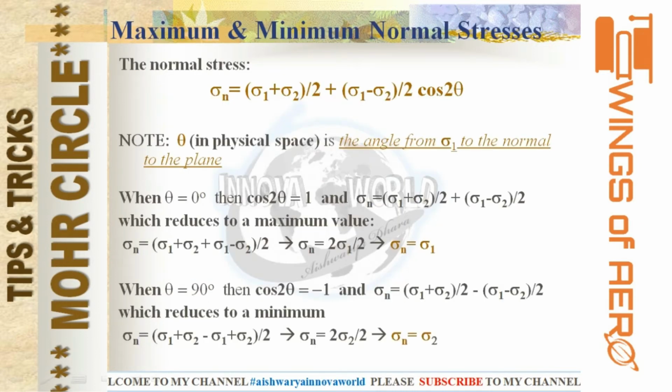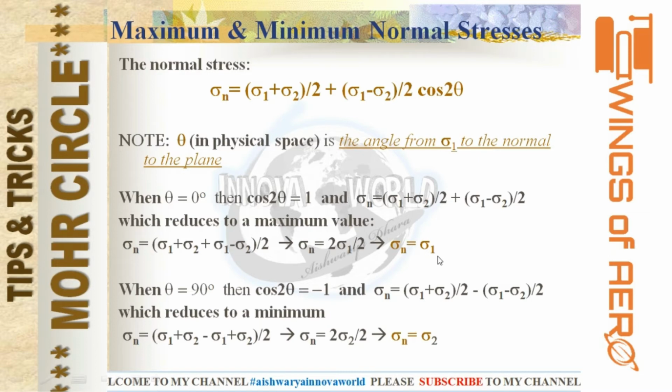Now considering at what condition we will get a maximum and minimum normal stress. Consider the theta value is 0. If we apply theta 0 here, cos 2 theta will be 1. Applying that here, we get sigma n equals sigma 1 plus sigma 2 by 2 plus sigma 1 minus sigma 2 by 2. If you simplify this equation, we get sigma n equals sigma 1.